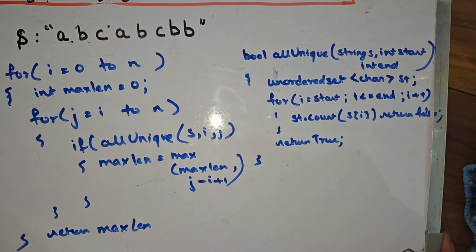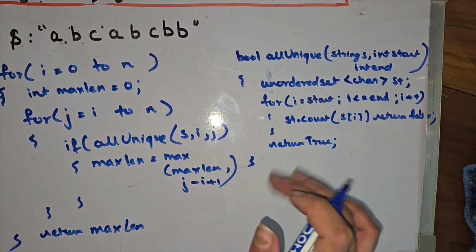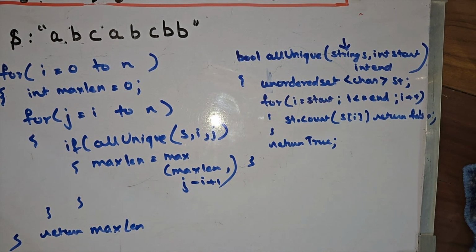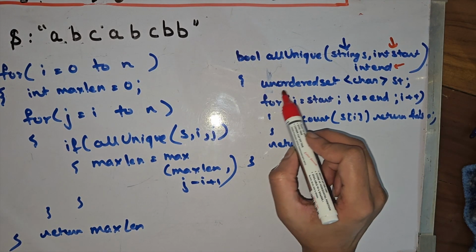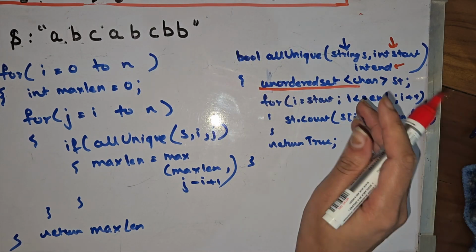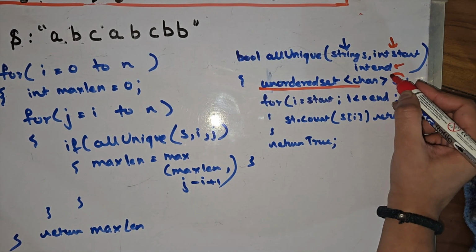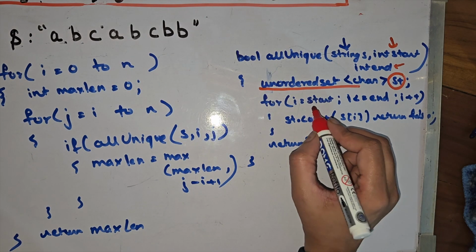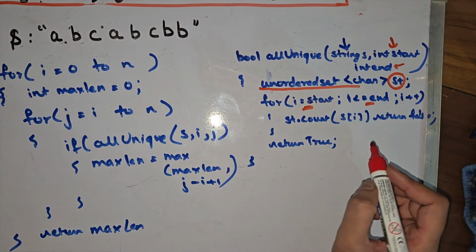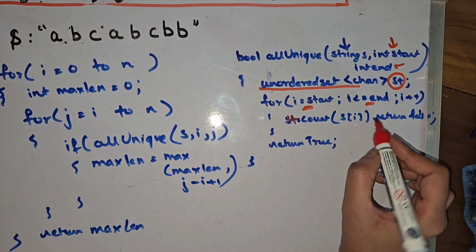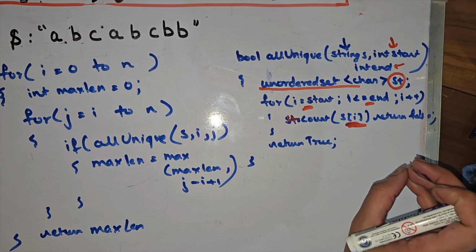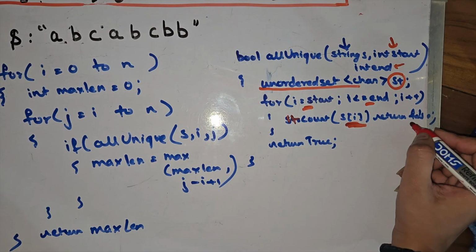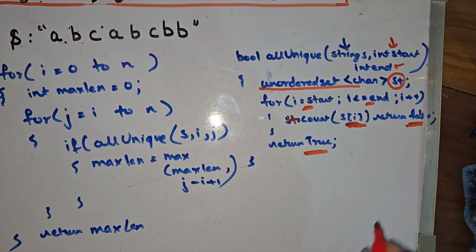Now, if I look at this function, what it is doing is taking an input string S and start and end, and it is declaring an unordered set which can only have unique characters. We are looping from start to end and checking the count of this particular character, and if the count is greater than 1, we are returning false, otherwise we are returning true. So this is the naive solution.